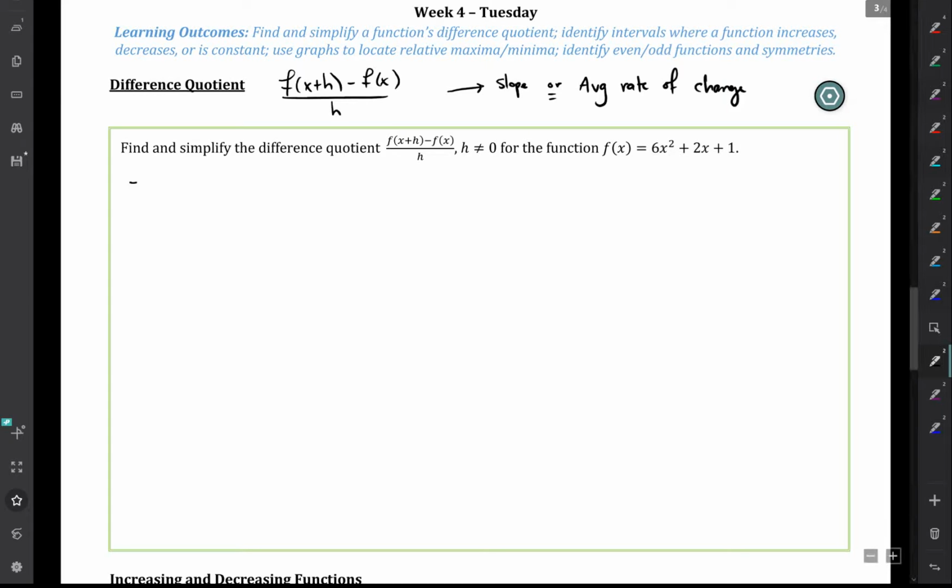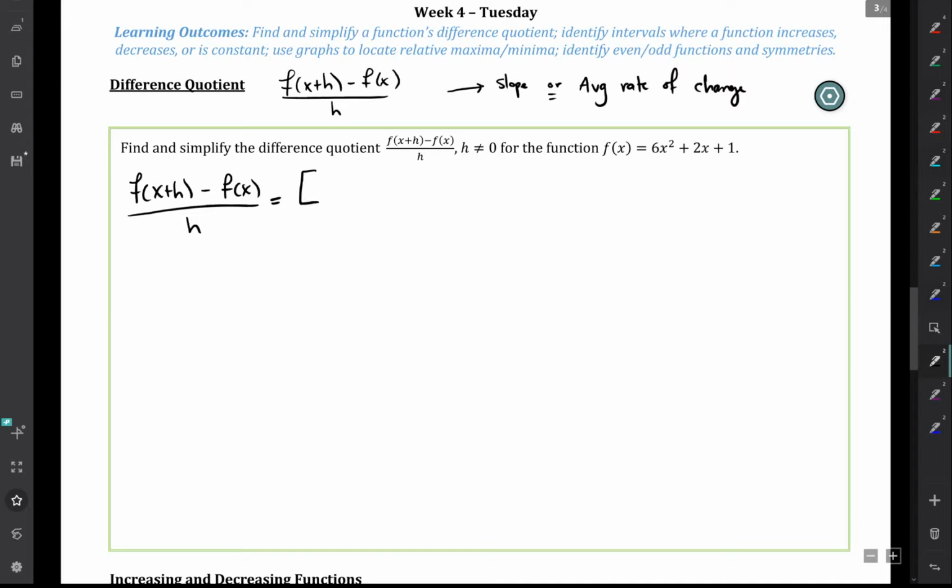You're always going to write down f of x plus h minus f of x all over h. You need to write down this definition every time you do a difference quotient because it will remind you exactly what to put in each step. And so what this is saying is you should write down f of x and negative f of x, and in the first copy you should put in x plus h, and in the second copy you should put in x. So let me just do this really quickly.